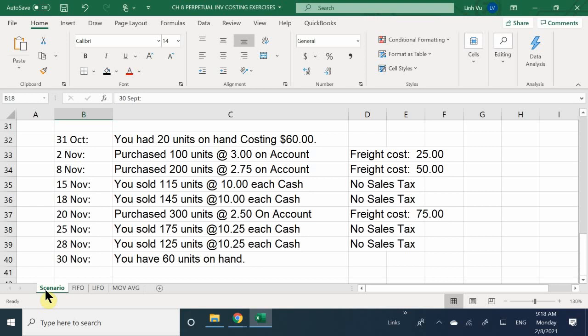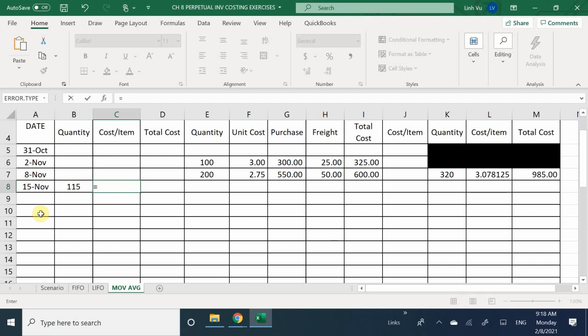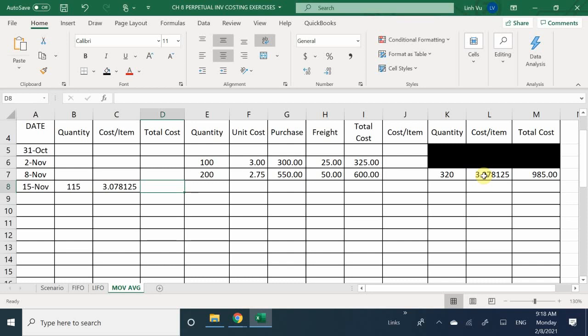Okay. So then what has happened here? You sold 115 units on the 15th. Okay, so now we sold 115 units. Okay, so 115 on the 15th. 11.15. We sold 115. All right. What's my average cost per item? 3.078125. Good. And because we have that long number, I have to do an equal round.